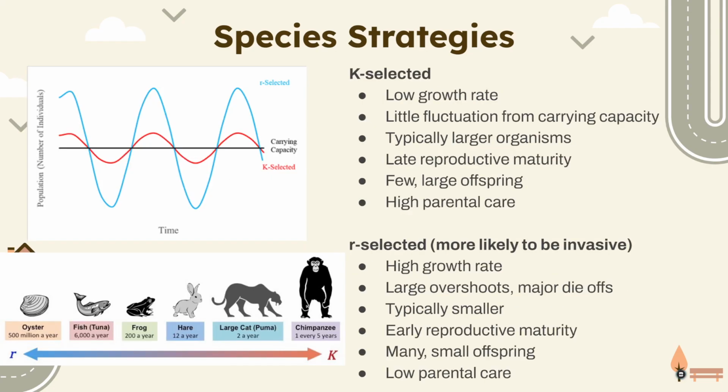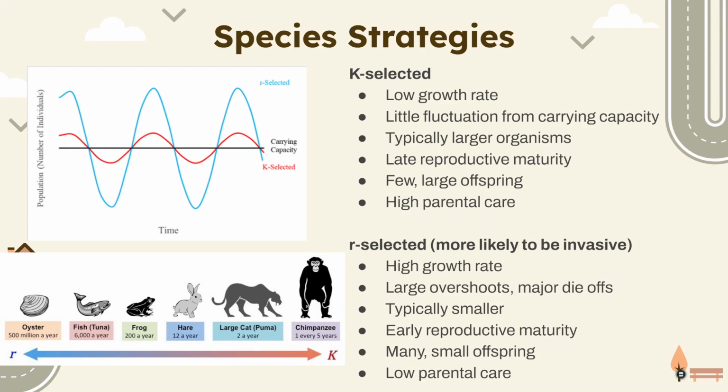Ecologists also classify species based on their reproductive and survival strategies, often on an r-K continuum. K selected species are organisms that are adapted to live at or near the carrying capacity. They have a low growth rate and little fluctuation from the carrying capacity. They are typically larger organisms with late reproductive maturity. They produce few large offspring and provide high parental care. Examples include elephants, humans, and chimpanzees.